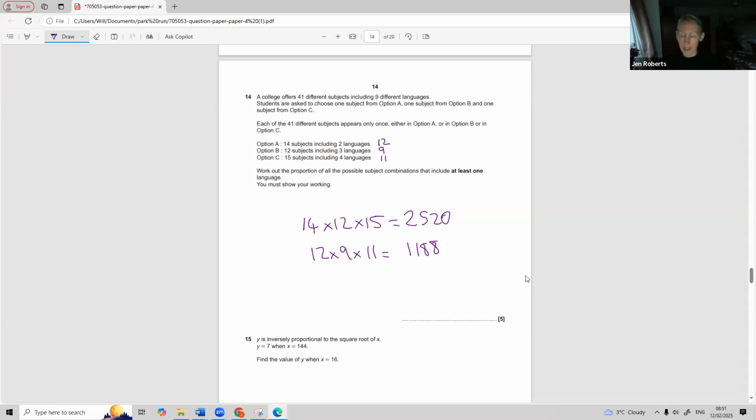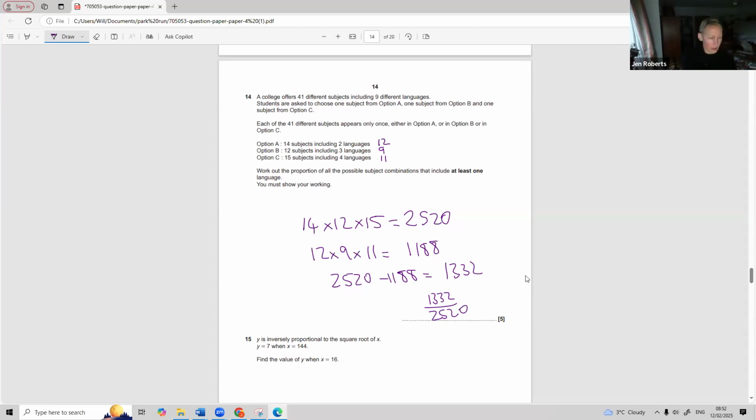That gives me the different subjects that would all include no languages. So I know if I do 2,520, take away this 1,188, all those combinations would have at least 1 language, because it's kind of like the opposite. So the answer is 1,332 over 2,520.